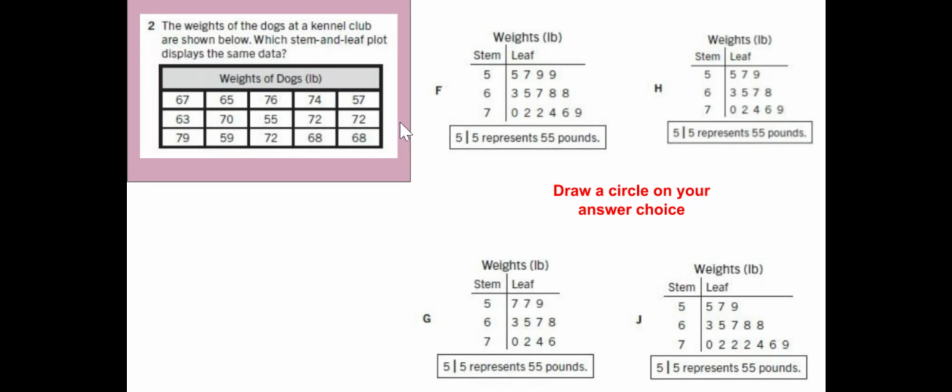displays the same data. So these are the weights of the dogs, and we have 1, 2, 3, 4, 5, 6, 7, 8, 9, 10, 11, 12, 13, 14, 15 dogs that they weighed. So we should have 15 numbers, but you notice that they are all out of order. So the first step to do when you've got a table like this is to put them in order.